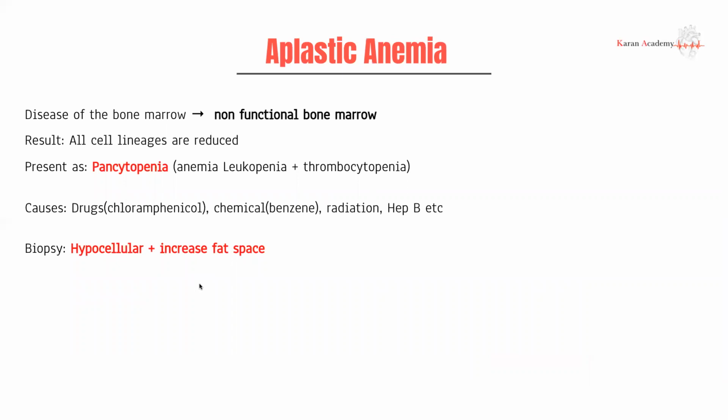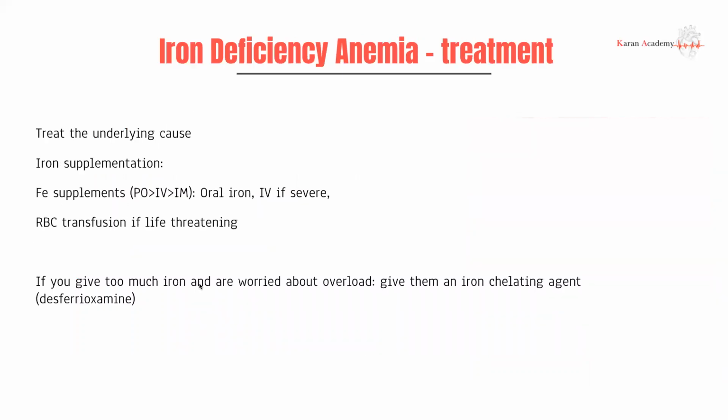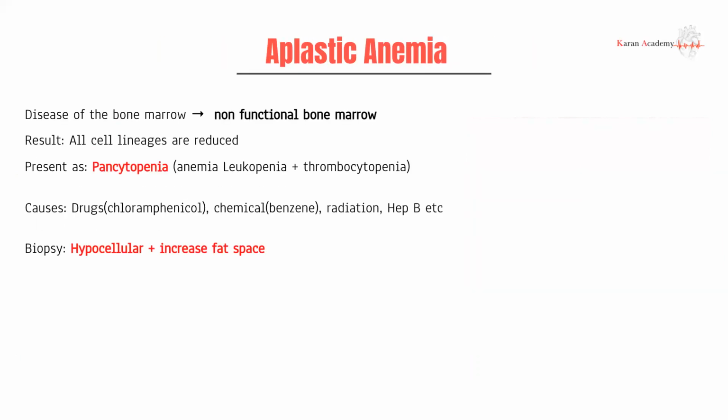Okay, now let's move on to, oops, did I skip a slide? Okay, sorry. Now moving on to normocytic causes of anemia. Firstly, we have aplastic anemia.